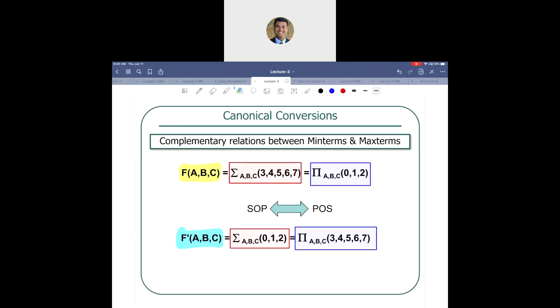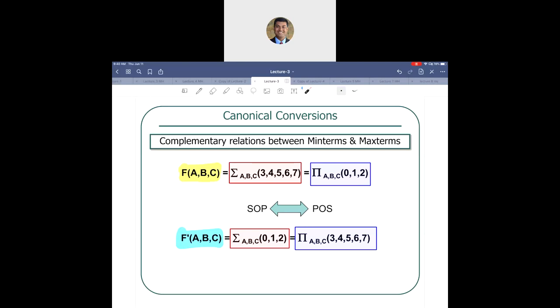Now, if you notice the complementary behavior, if 3, 4, 5, 6, 7 goes here, 0, 1, 2 goes over there. So there is a complementary relationship between SOP and POS. And it works the same way for F complement. Sum of product expression, wherever the ones are, the others will have a 0.